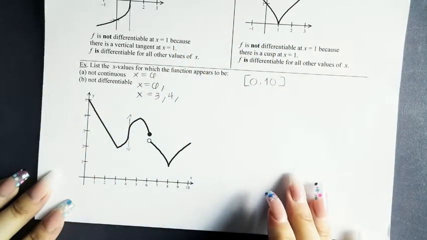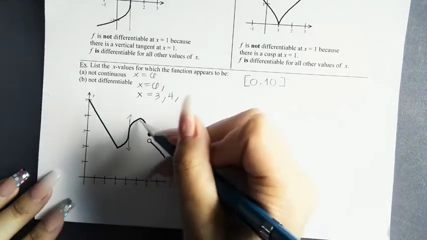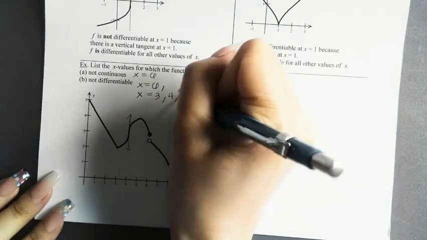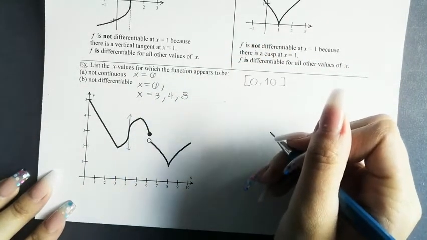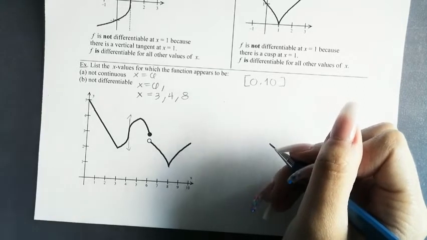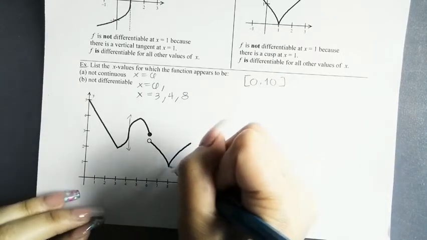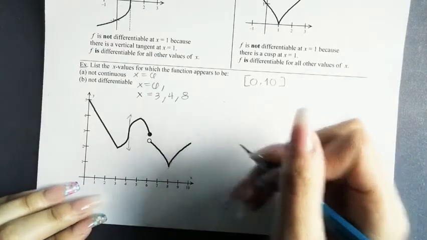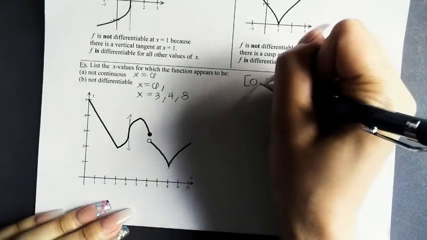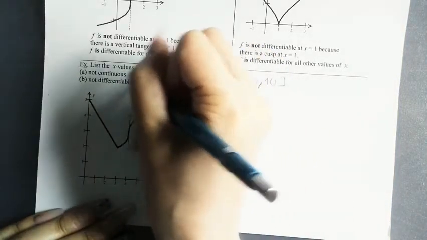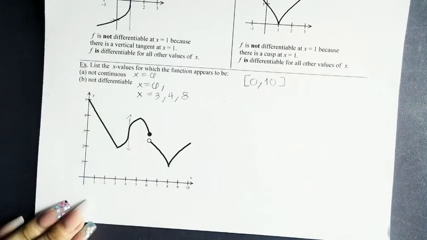Where else do you see an issue? I don't see any issue elsewhere here, and then we have an issue here at 8. It's not differentiable when the slopes from the left and right have different signs. If you look at the slope on this side, it goes this way, and this one goes the other way, so that's the problem. That's another thing you can realize is happening. So it's not differentiable in more places, and not continuous only at one place. You can see the difference here.